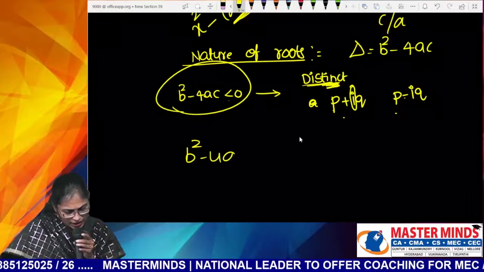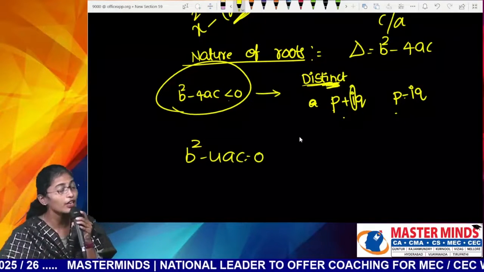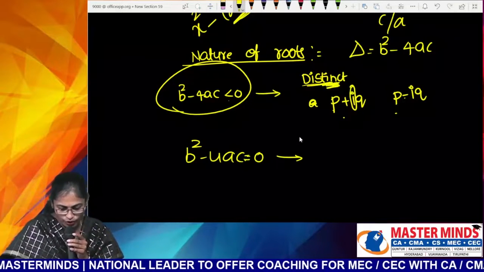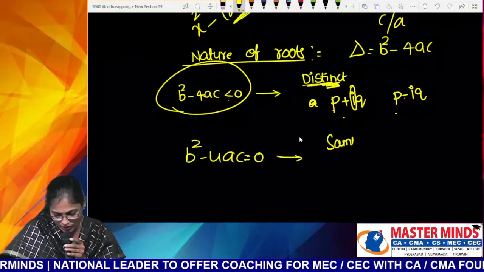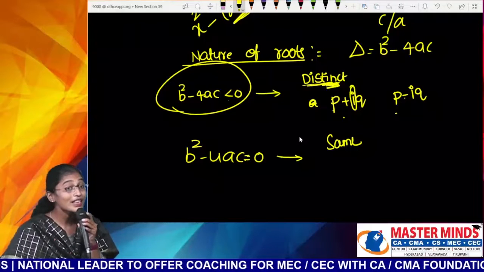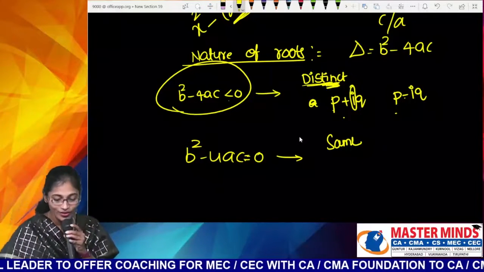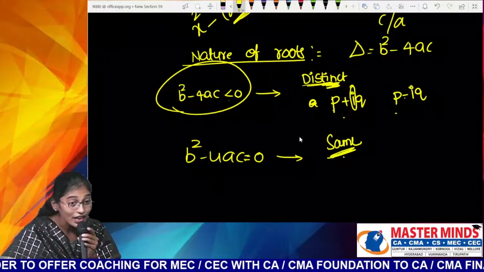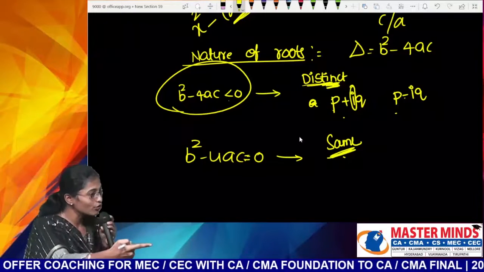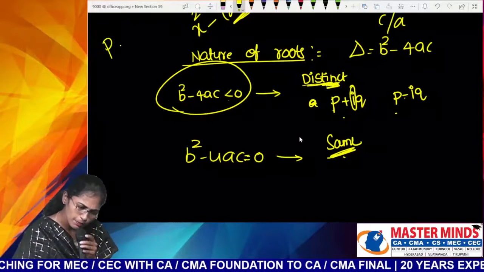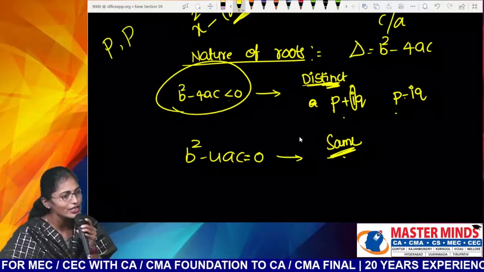Negative numbers are done. Now I'm moving towards b square minus 4ac equal to 0. Whenever b square minus 4ac equals 0, roots are same. Do you get 2 roots or only 1 root? Though there are 2 roots, both of them are same. If my first root is p, my second root would also equal p.